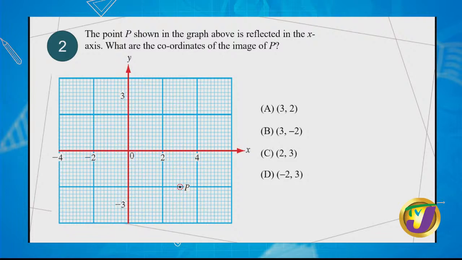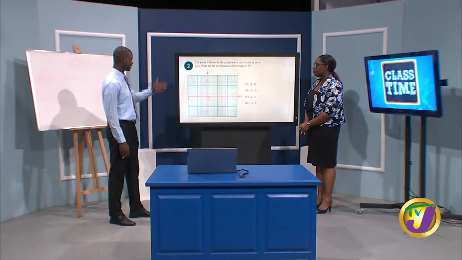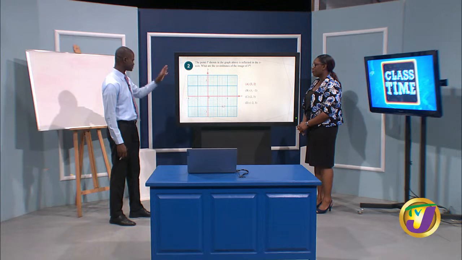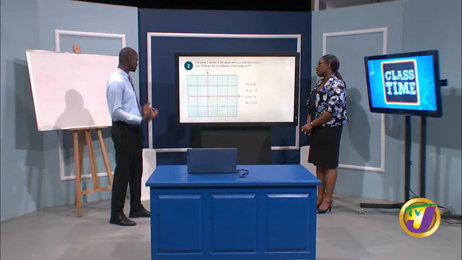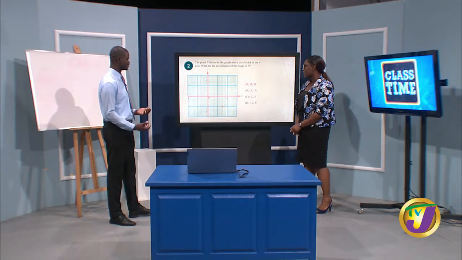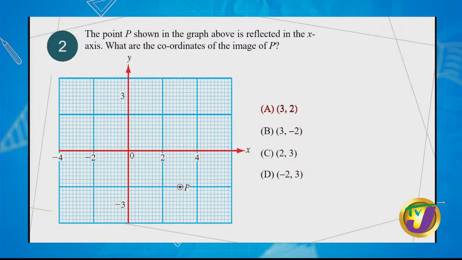My object is going to be at 3, 2. Right, so it was at 3, 2, right? It's reflected in the x-axis. So what value do we see changing now? What is changing is my 3, 2 to 2, 3. Oh, my y. Yes. Look at that. Isn't that what we said earlier?